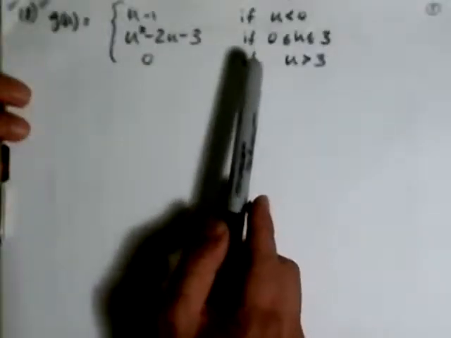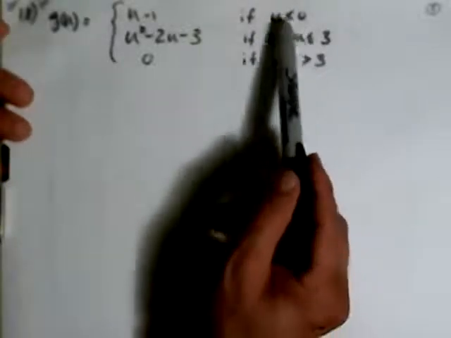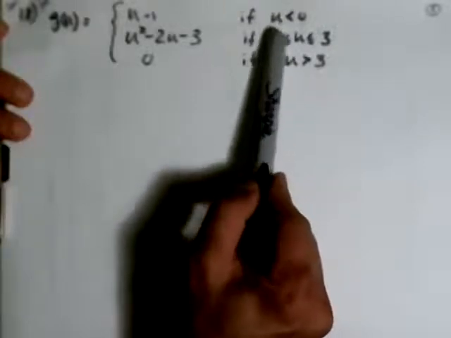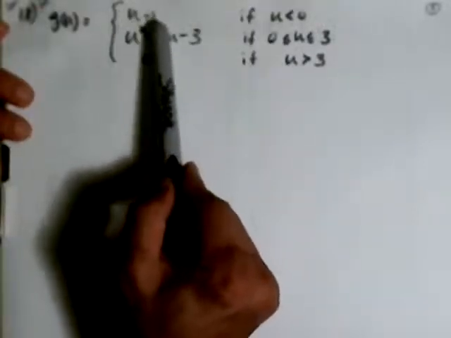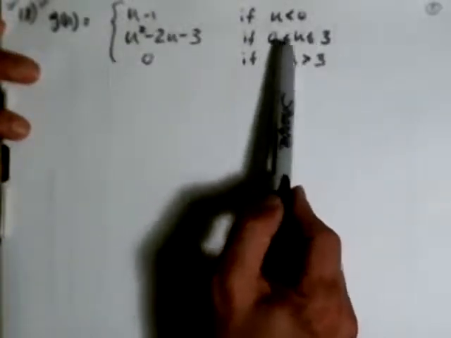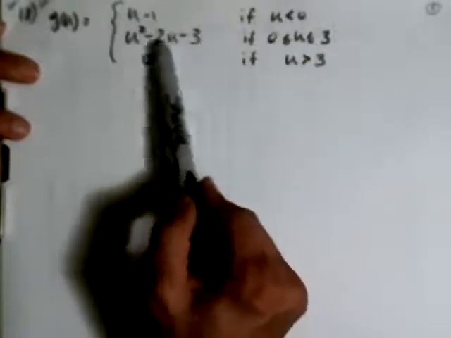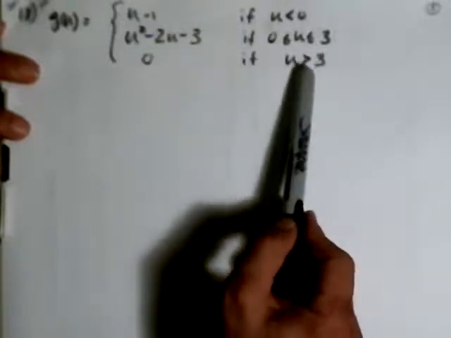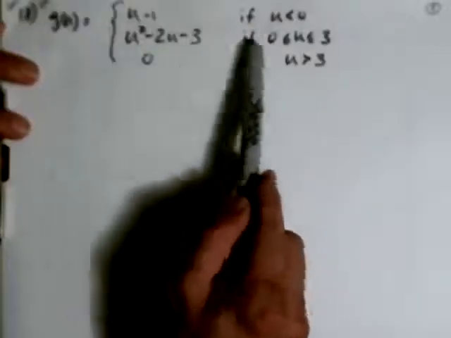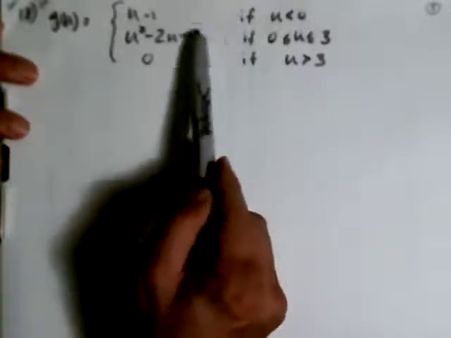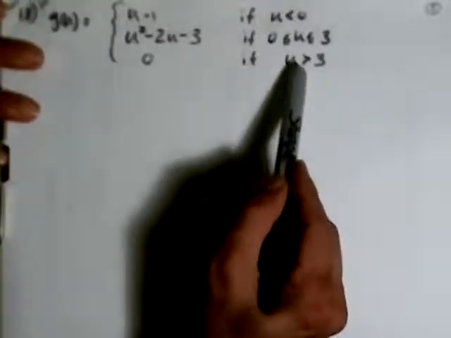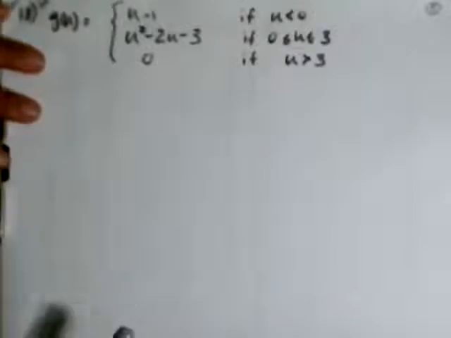The reason why they're called piecewise functions is because when u is less than 0, that's your domain, your input. When u is less than 0, you use the top piece, u minus 1. But if u is between 0 and 3, then you use the middle piece. If u is greater than 3, you use the bottom piece. And that's why they're called piecewise functions. Use the top piece, otherwise you use the middle piece, otherwise you use the bottom piece. And these are your domains, and this is the range of output that comes out. Okay?